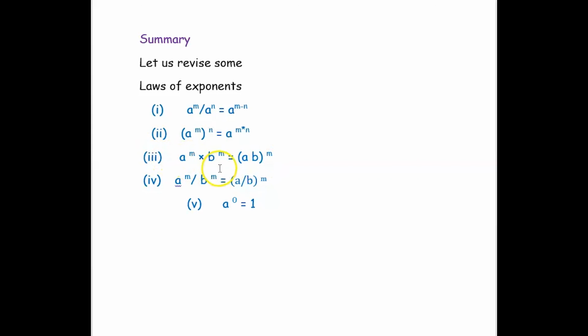See, if the base is different and the powers are the same, we can multiply the bases and write the same power. Here a raised to the power m divided by b raised to the power m. Here the base is different, so we can divide the bases and write the power m. Then a raised to the power 0 is 1. So any number raised to the power 0 is 1.